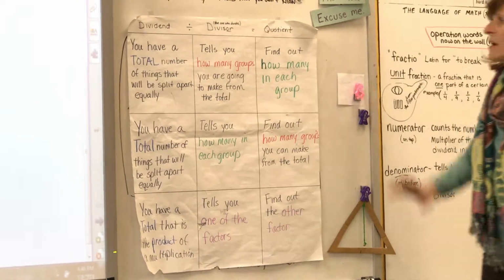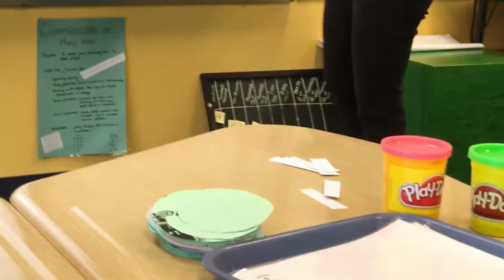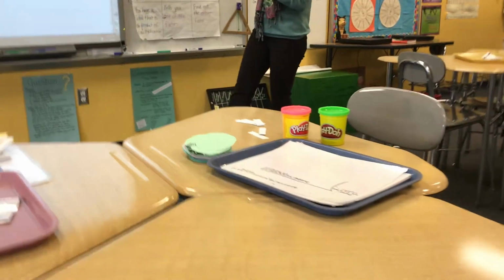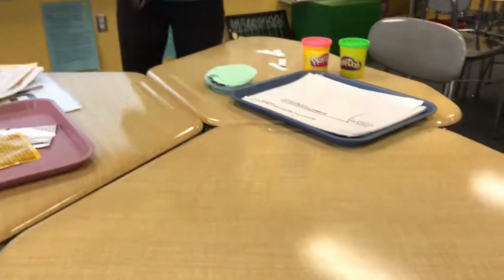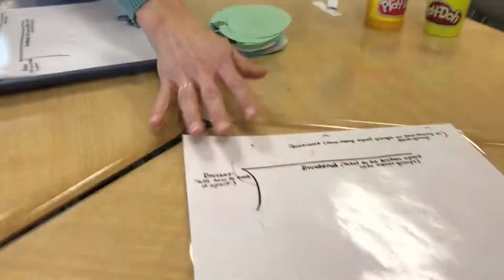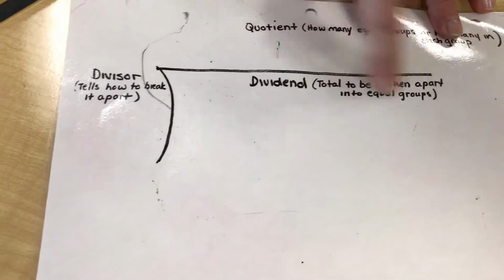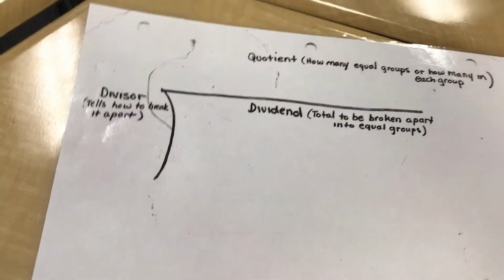And we talk about this all year long, and we'll talk about it again before we start fractions to remind them what division is. So here we go. What they'll do, each partner group will get a little laminated division chart, and it has the division box where the dividend goes here. The divisor tells them how to divide it.